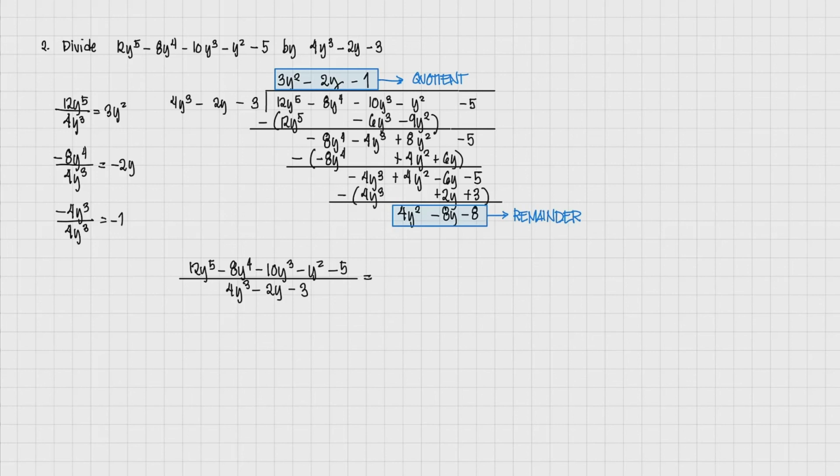And this should be equal to our quotient, which is 3y raised to 2 minus 2y minus 1, plus our remainder, which is 4y raised to 2 minus y minus 8 divided by our divisor. So our divisor is 4y raised to 3 minus 2y minus 3. So okay, that's our final answer for this one. So was everyone able to follow the computation?